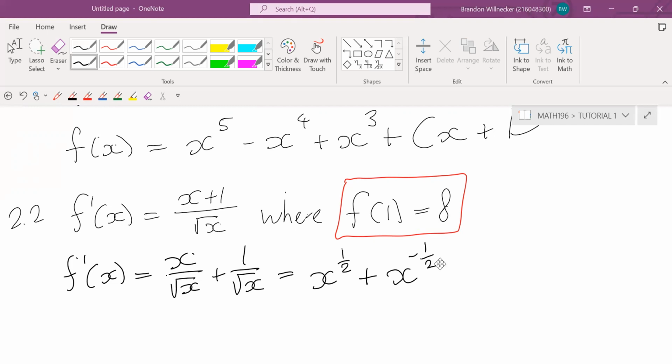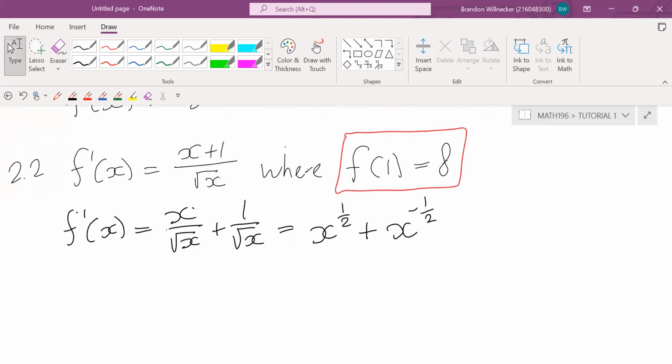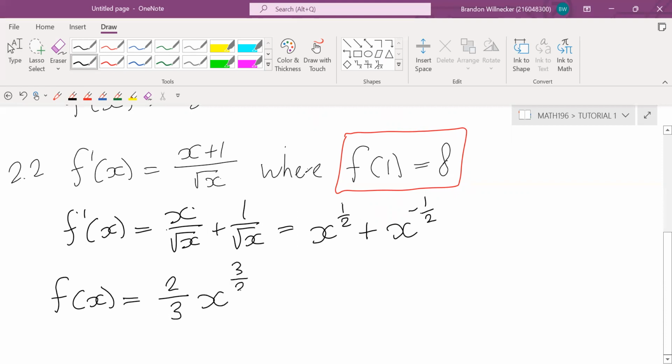Okay, so now that we've got the function written with nice powers, we can then use the power rule for antiderivatives. So f of x is going to be, for the first one, we add 1 to the exponent to make it 3 over 2, then divide by 3 over 2, or we could multiply by 2/3. So we have x to the 3 over 2. For the second term, we add 1 to the exponent to make it 1/2, divide by 1/2, or that's the same thing as multiplying by 2. Okay, and then minus 1/2 becomes plus 1/2. And don't forget, we need to add c.